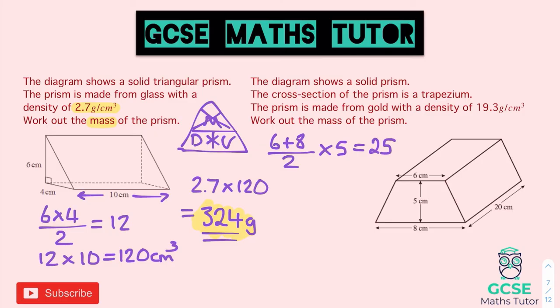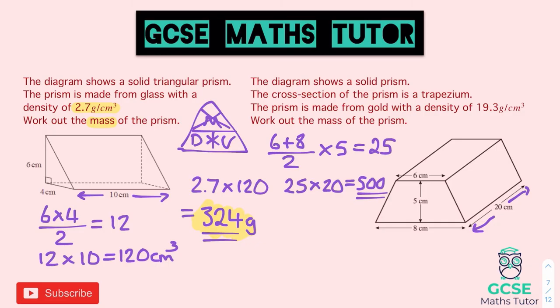Now that area goes through the shape by 20 centimetres, so its depth or its length is 20 centimetres. So we'll do 25 multiplied by 20, the area of the cross section multiplied by the length. 25 times 20 gives us a volume that comes out as 500. So there we go, our volume is 500, and that is what we're going to use in our formula.